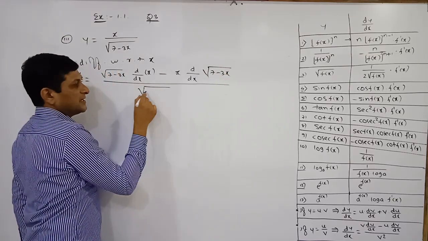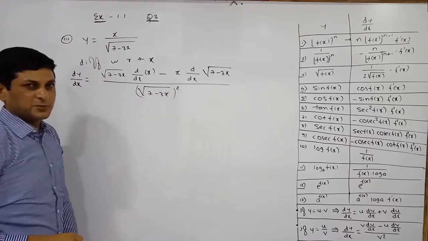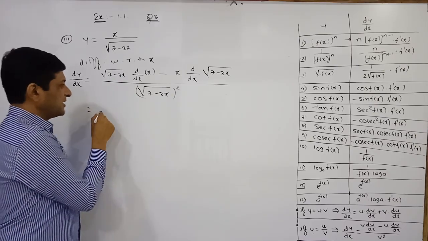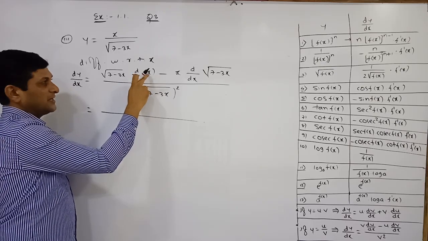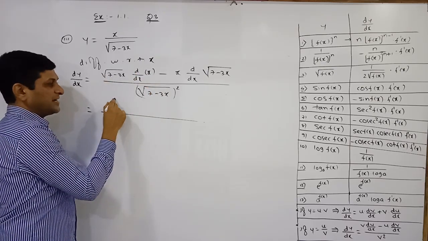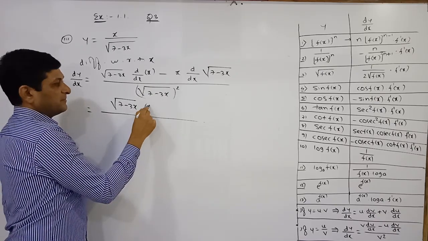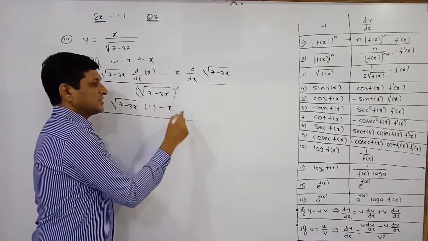V square means under root 7 minus 3x whole bracket square. Just simply we have substituted the values in the quotient rule. So which is equal to, now let us simplify it. Now in the numerator, derivative of x will be equal to 1, and 1 into under root 7 minus 3x will be under root 7 minus 3x. Better way to write down here, derivative of x will be equal to 1 minus x, keep it as it is.